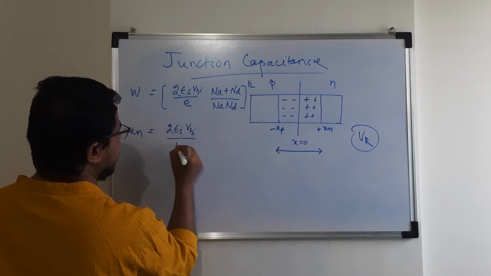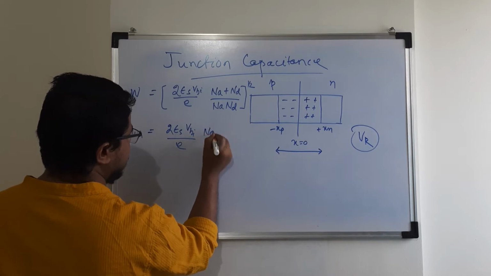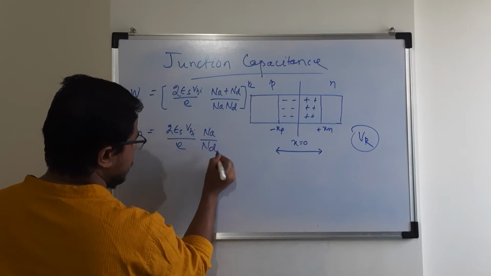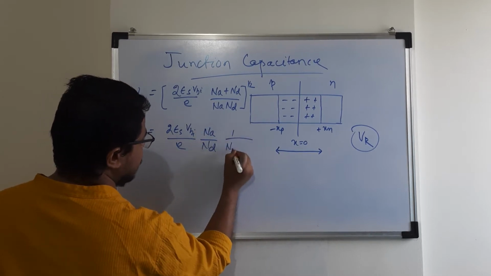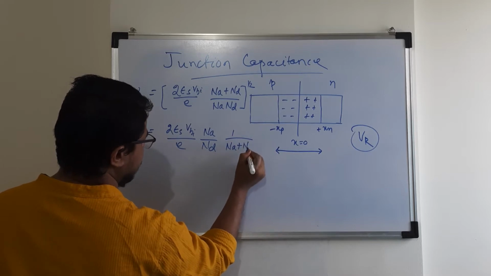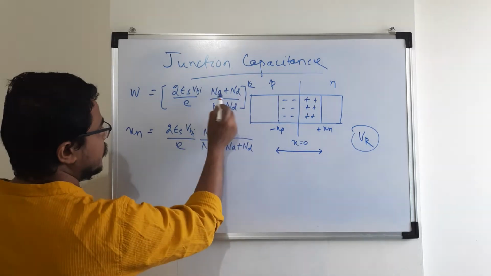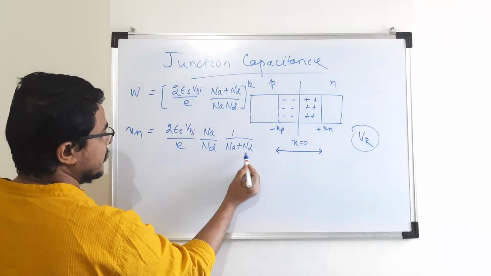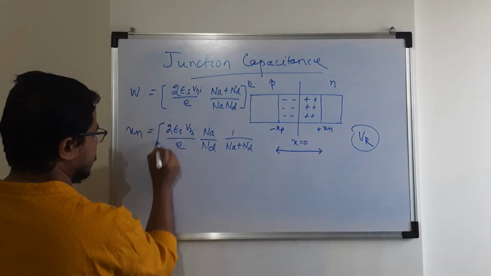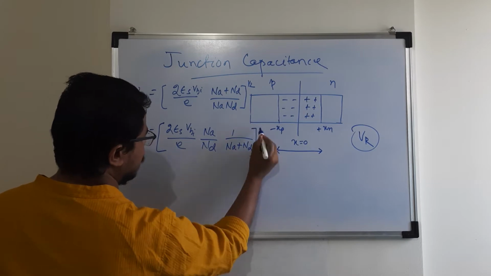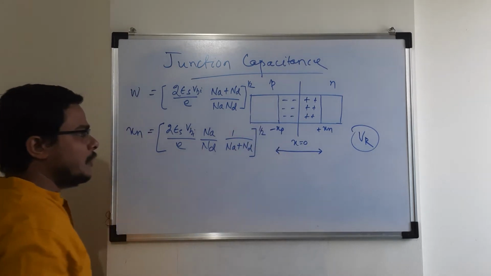Xn is 2 epsilon s VBI divided by E, times NA by ND, times 1 by NA plus ND, to the power 1 by 2. It is easy to remember: in W you have NA plus ND in the numerator, and here you have NA plus ND in the denominator. So these are the two values that we have already determined.